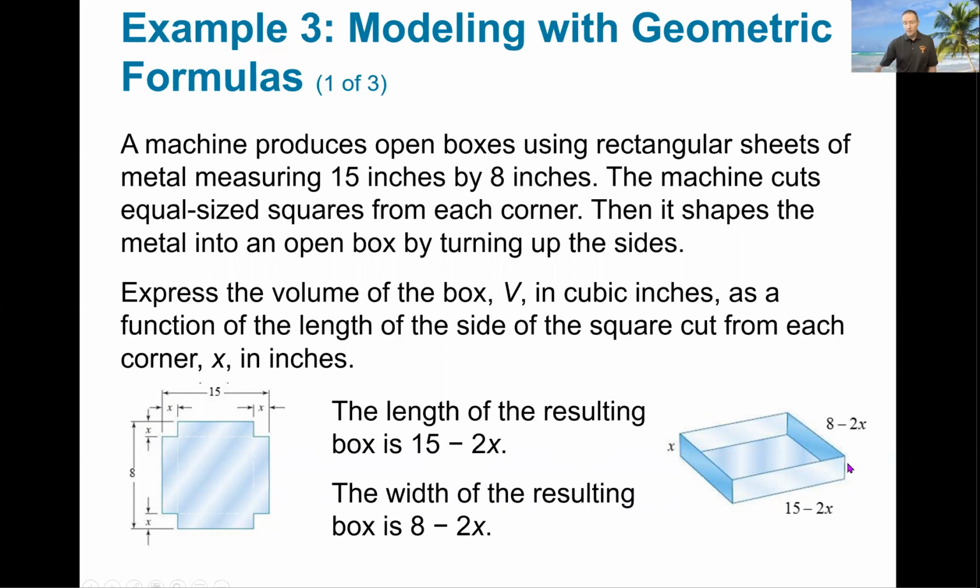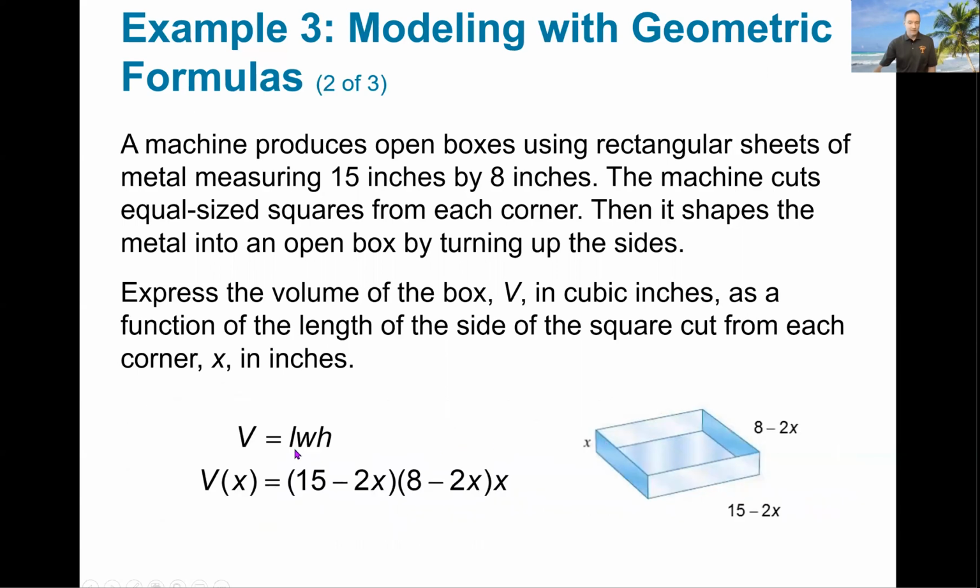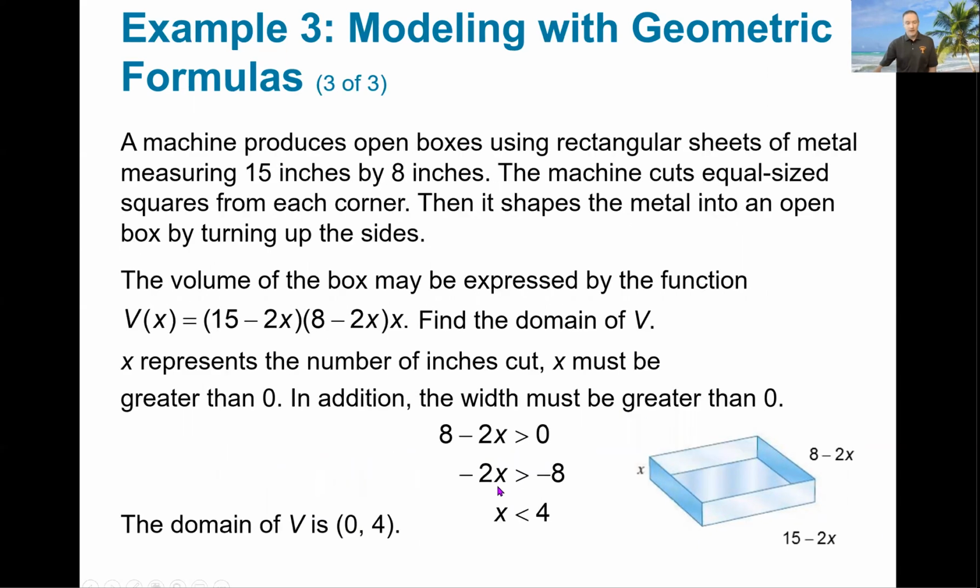Now, we already saw on the previous page that the volume of any rectangular solid is just length times width times height. So that's precisely what I do on the next page. I say volume is length times width times height. We need the volume function in terms of x. So the length, 15 minus 2x, times the width, 8 minus 2x, times the height, x. Now it's just a matter of simplifying that out, and you could get the polynomial.